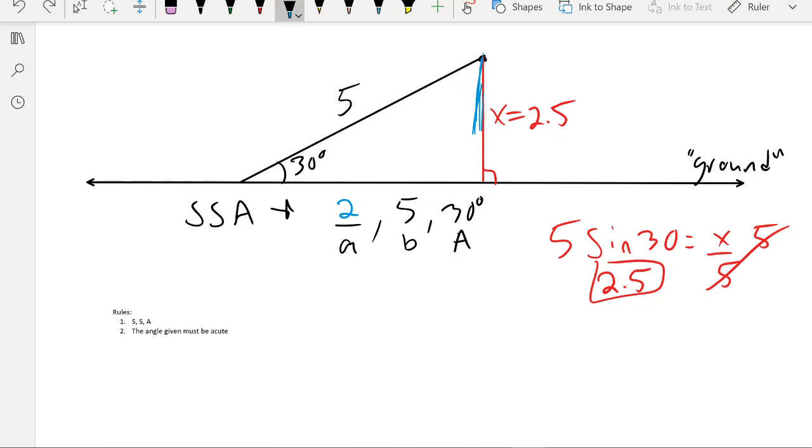Right? So there's my side of 2. It just doesn't work. So there's no triangle. If it was exactly 2.5, well, then I'd have exactly 1 triangle. There's only one way to do that. There's only one way to go straight down. Now, if I have a number greater than 2.5, then I have 2 triangles. Okay, up to a certain point.